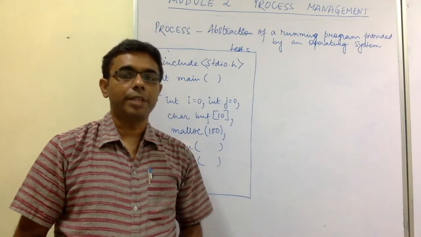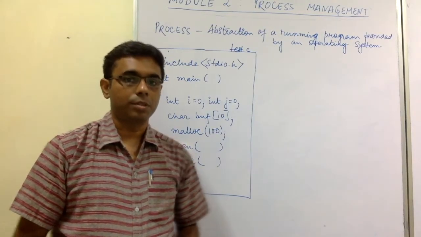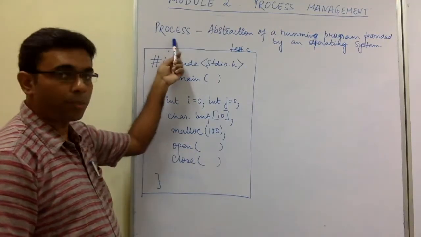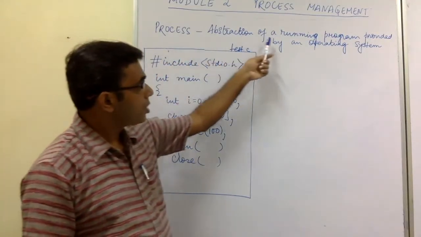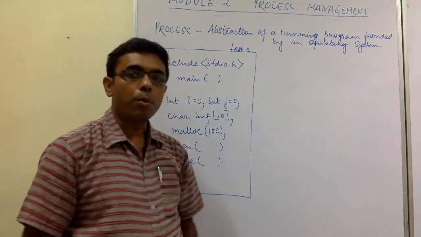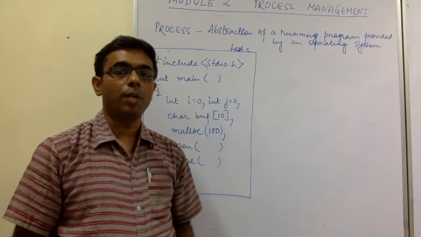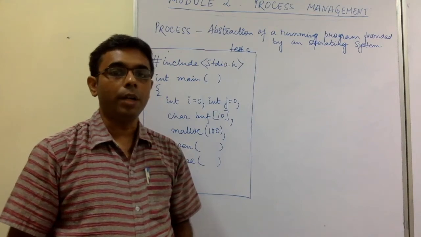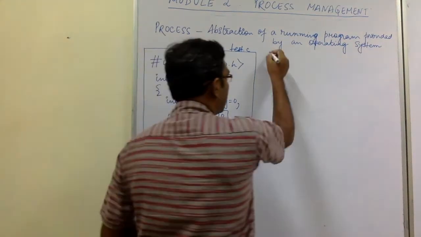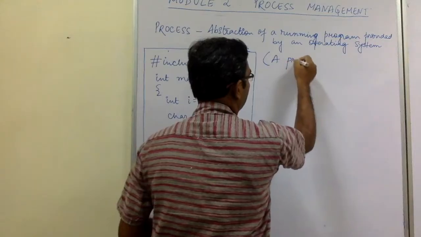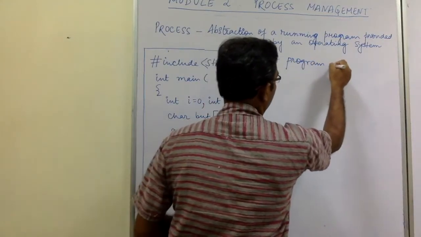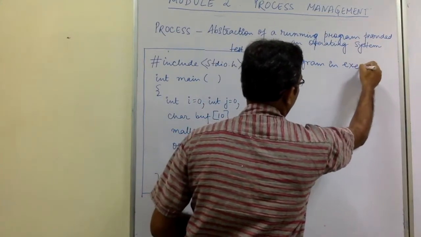So let's begin this lecture by first defining a process. So what is a process? It's an abstraction of a running program provided by an operating system. That is, whenever a program starts executing, we call it a process, or a program in execution.